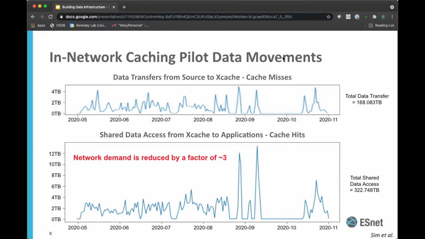Essentially, we saw a network demand reduction of about 3. So there's a total of 168 terabytes worth of data that was actually pulled. There were cache misses and about 322 terabytes that were cache hits.